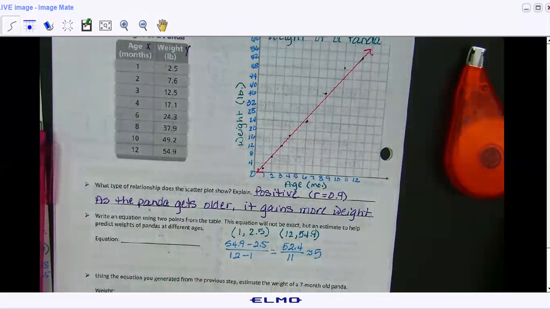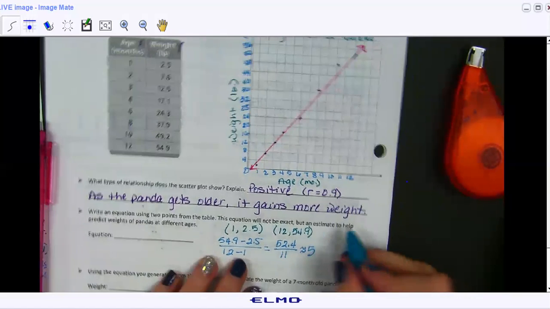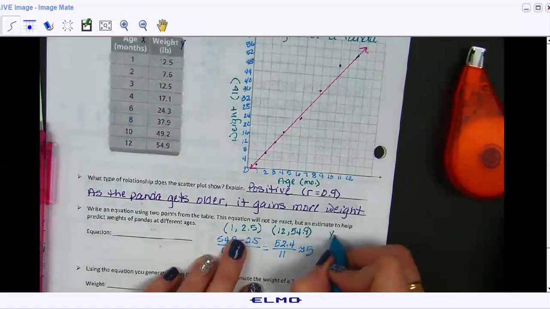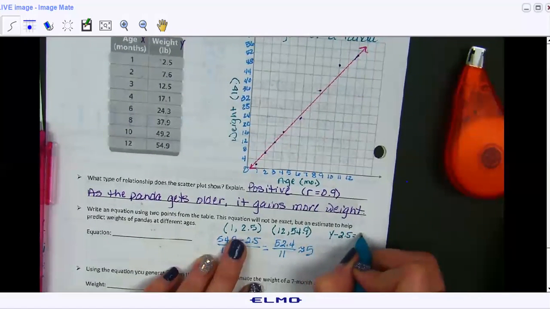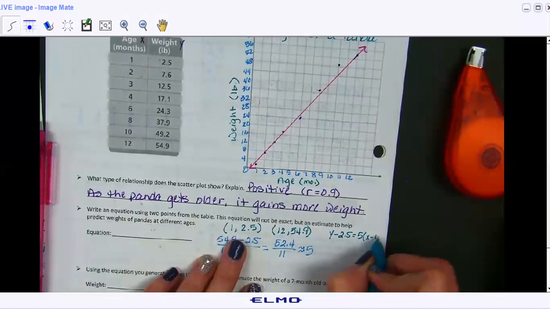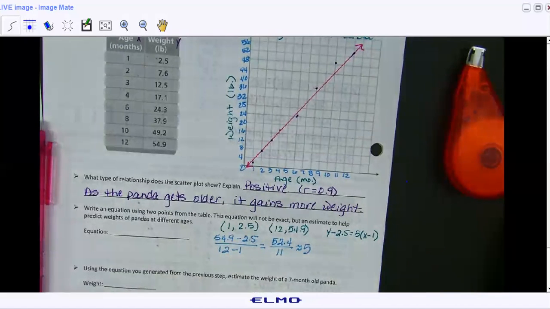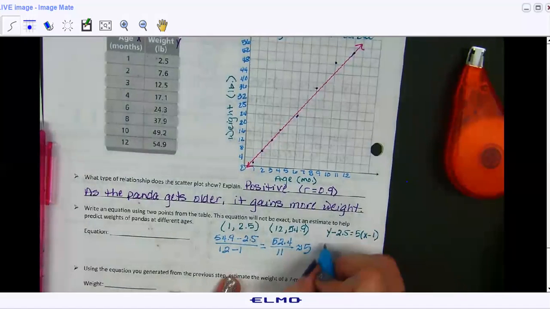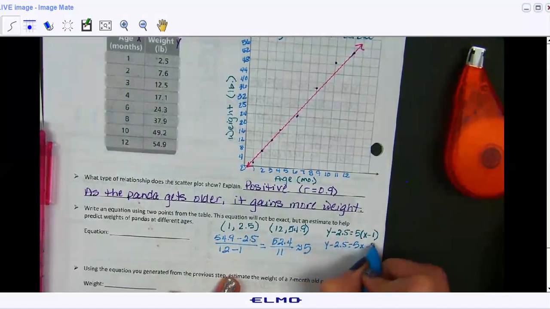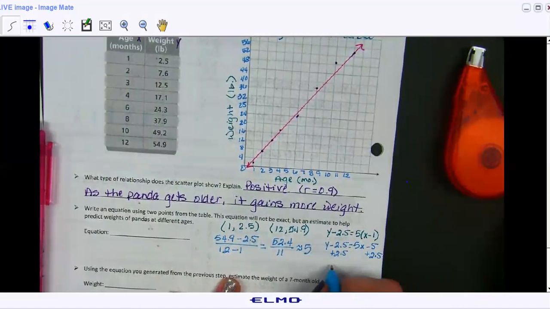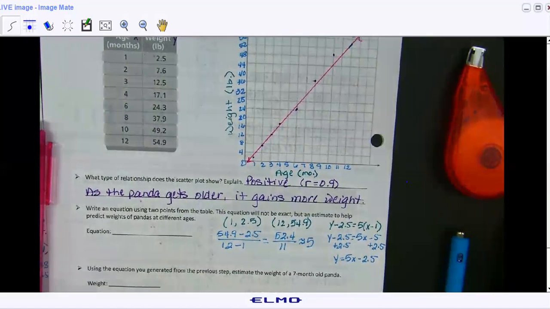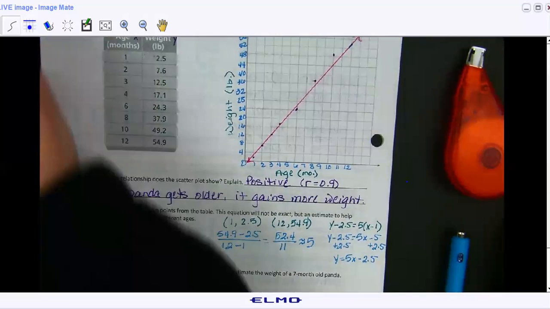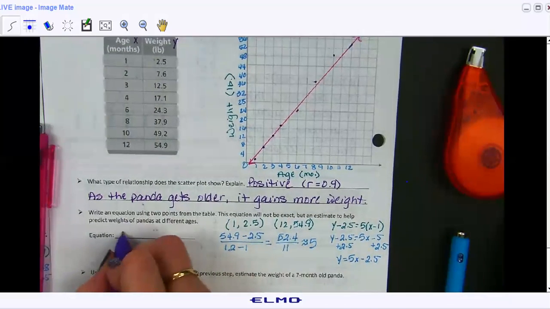Now I'm going to use my point-slope formula. I'm going to plug a point and the slope in to get my equation. I'm going to choose the first point. So y minus 2.5 equals 5 times x minus 1. I'm going to simplify that down to slope-intercept form so I can find my equation for this line. y equals 5x minus 2.5.